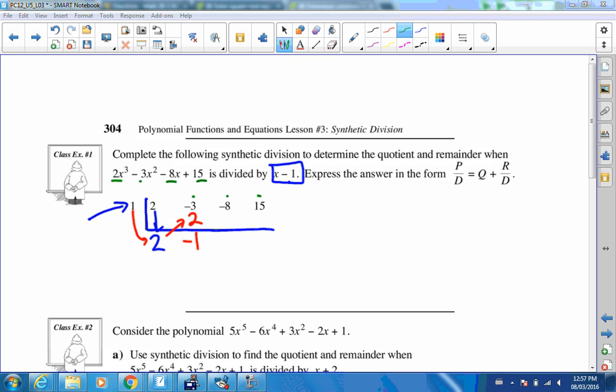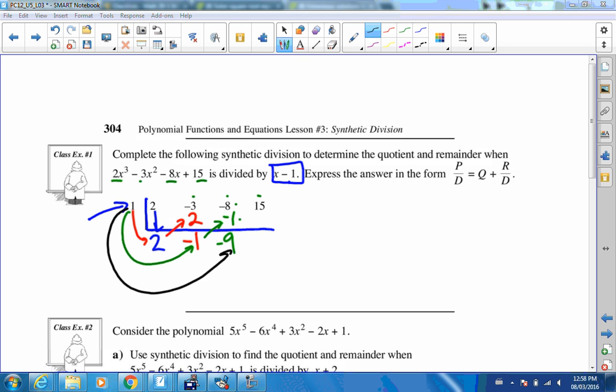Now, this is going to multiply by this negative 1. The answer goes up here. You don't need all these arrows, by the way, once you know what you're doing. It becomes much more efficient. Now, negative 8 plus negative 1 is negative 9. And then lastly, we do the same thing.